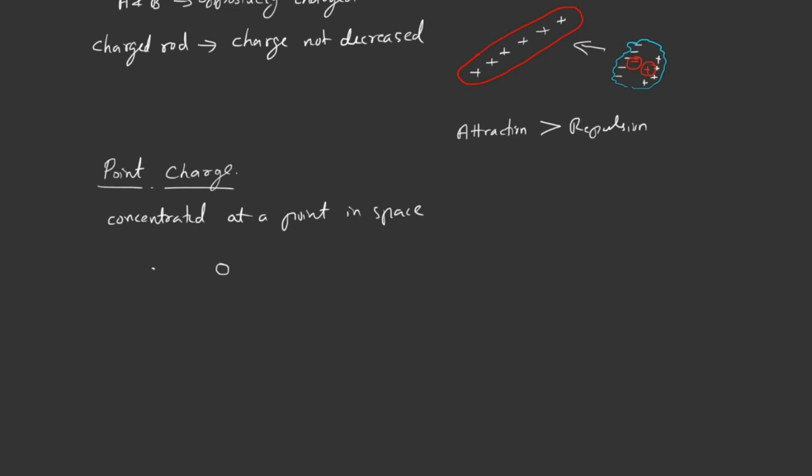So here in electrostatics also, a charge can be considered as a point charge if the sizes of charged bodies are very small compared to the distance between them. So in electrostatics, a charge is considered to be a point charge if its size is very small compared to the distance between them.